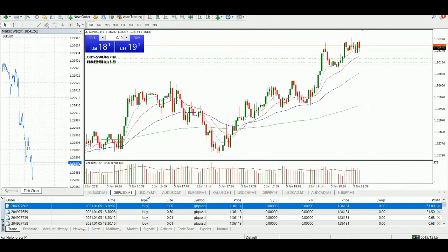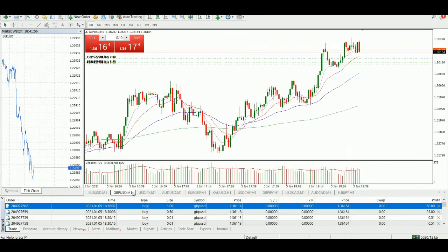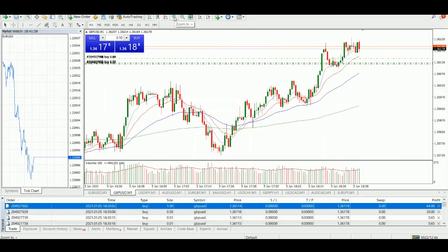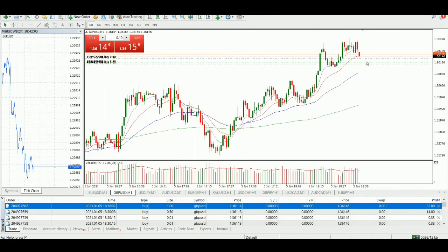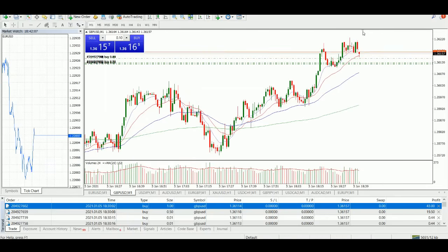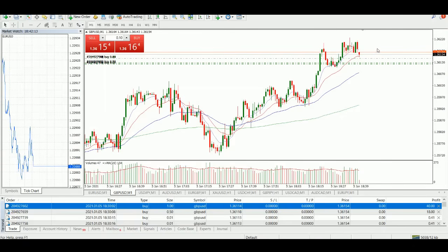Euro dollar also is relaxing. USD yen retracing. And GBP dollar is also retracing, okay, but here also from the price action, you know that price is just retracing and you are going up much further. So price here is just relaxing a little bit, and from there we will be going up much further.